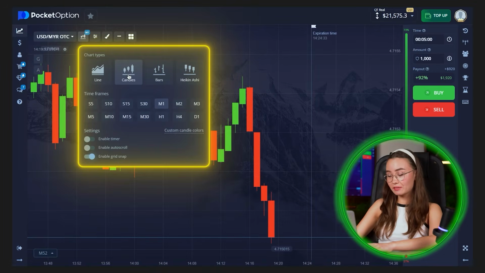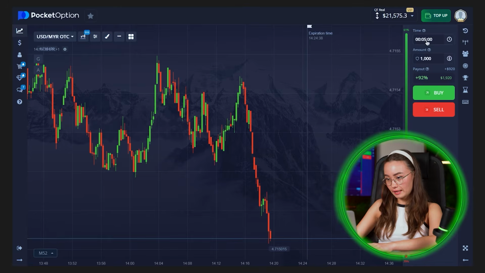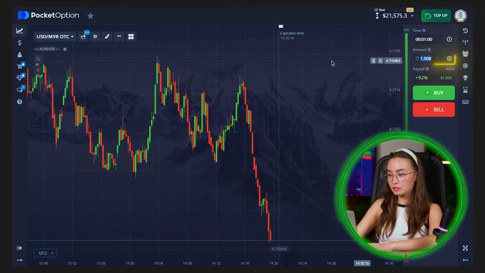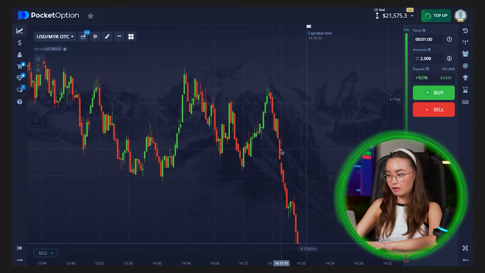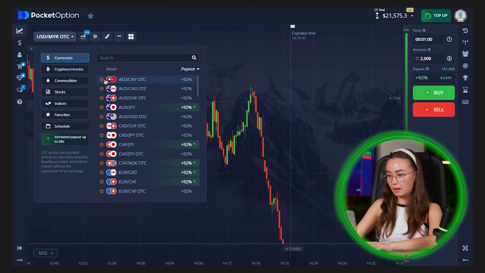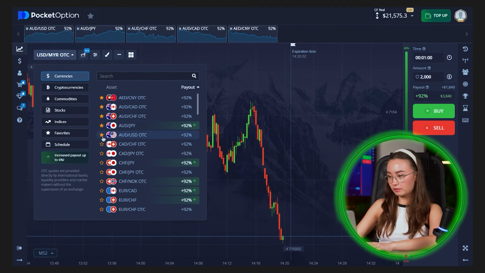As usual, we are switching to candles with a 15-second time frame and setting trade expiration to 60 seconds and trade size to 10% of your balance. For me, that's $2,000. We'll also add a few currency pairs to make trading more convenient.